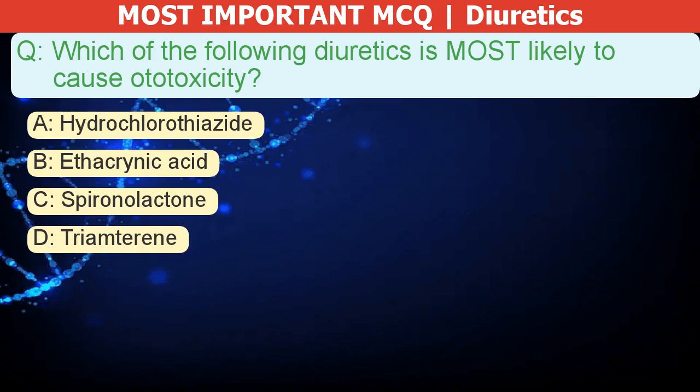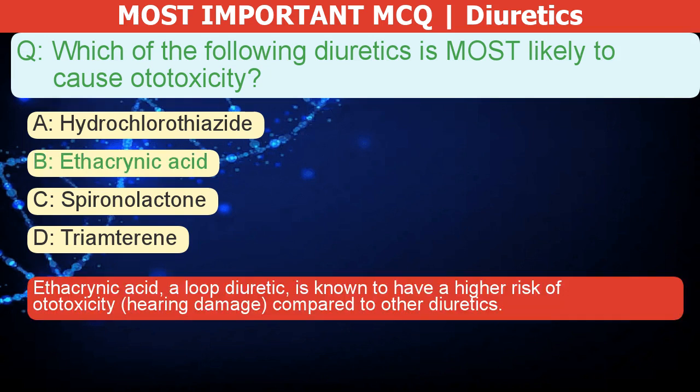Which of the following diuretics is most likely to cause ototoxicity? A. Hydrochlorothiazide. B. Ethacrynic acid. C. Spironolactone. D. Triamterene. The correct answer is B. Ethacrynic acid, a loop diuretic, is known to have a higher risk of ototoxicity, hearing damage, compared to other diuretics.